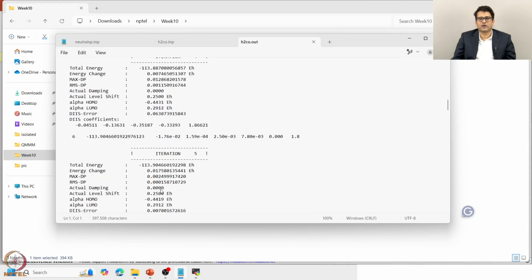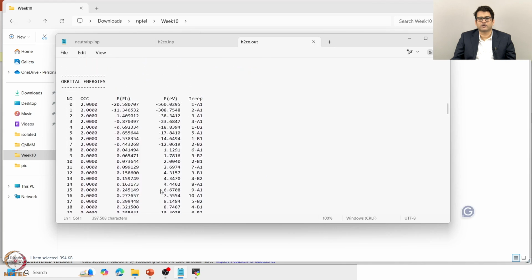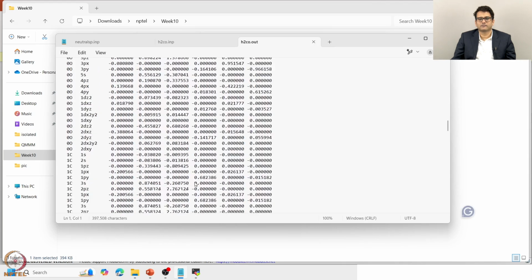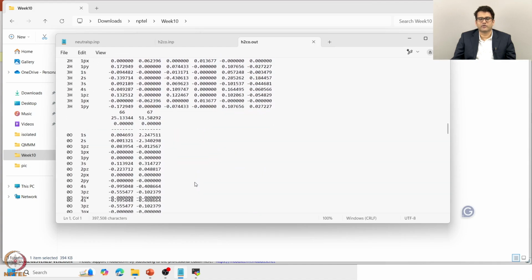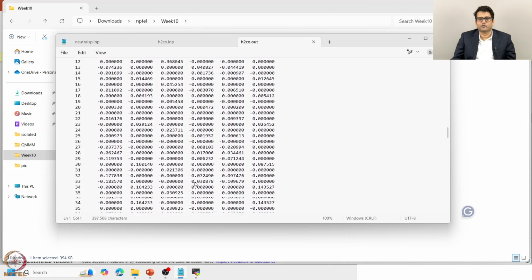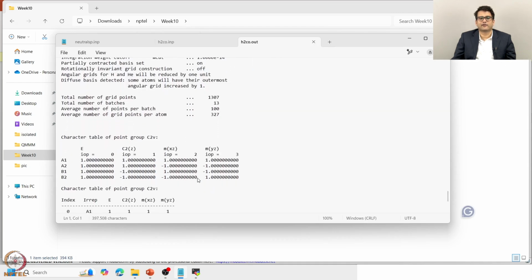So, this is the ORCA SCF. Here the symmetry of each orbital is given. Again, these are molecular orbital printings; because of LargePrint there is so much printing in the output file. This is how the CIS calculation will be done.